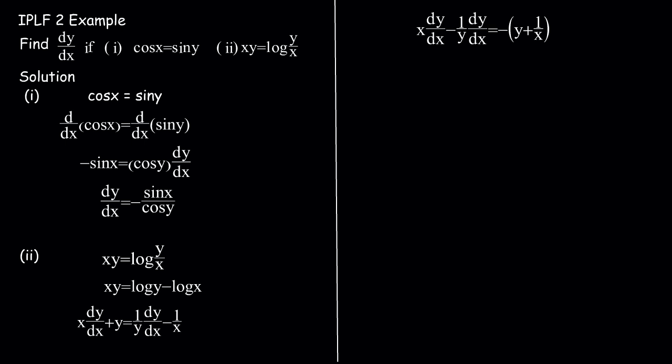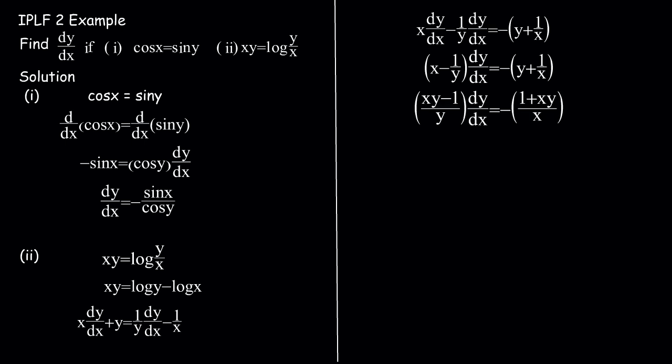Factorizing our left hand side, it becomes s minus 1 over y, in bracket, dy/ds equals minus, in bracket, y plus 1 over s. At this point, we are going to be simplifying the fractions of our left hand side and our right hand side. Doing so, our left hand side becomes sy minus 1 divided by y, in bracket, dy/ds equals minus, in bracket, 1 plus sy divided by s.